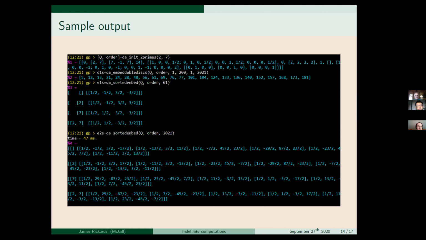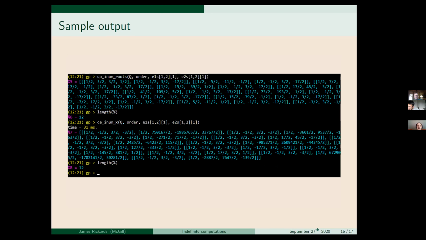So 2021 has class group of order 6. So for every orientation, there are actually 6 embeddings. And then I just computed their intersection number via both my methods. And in each case, their unweighted intersection number is 12. So this is just some example output.